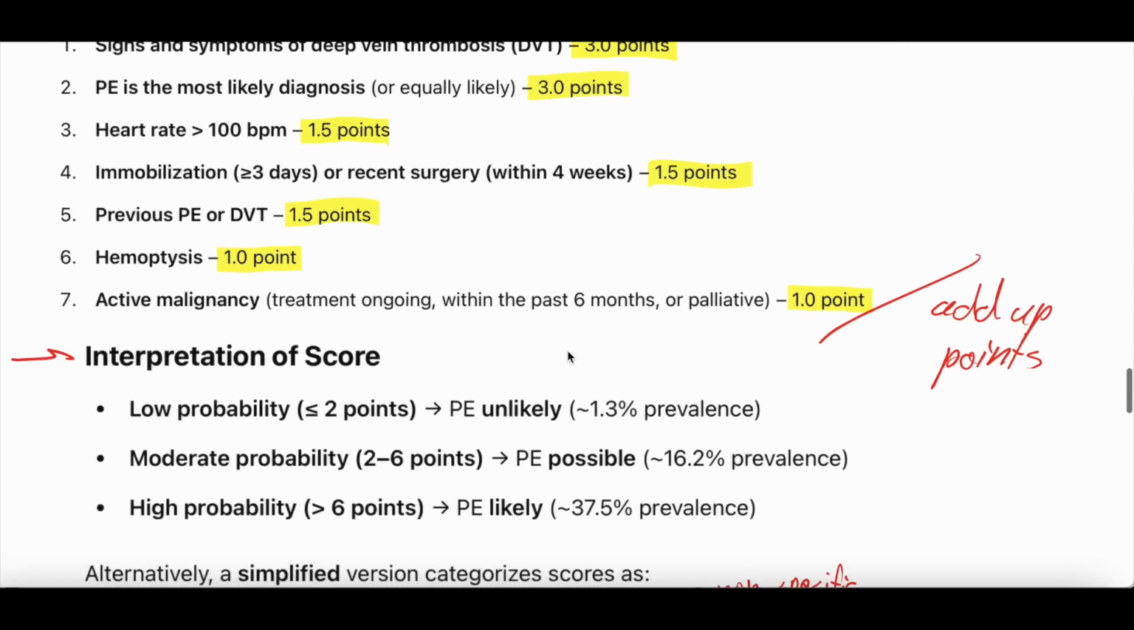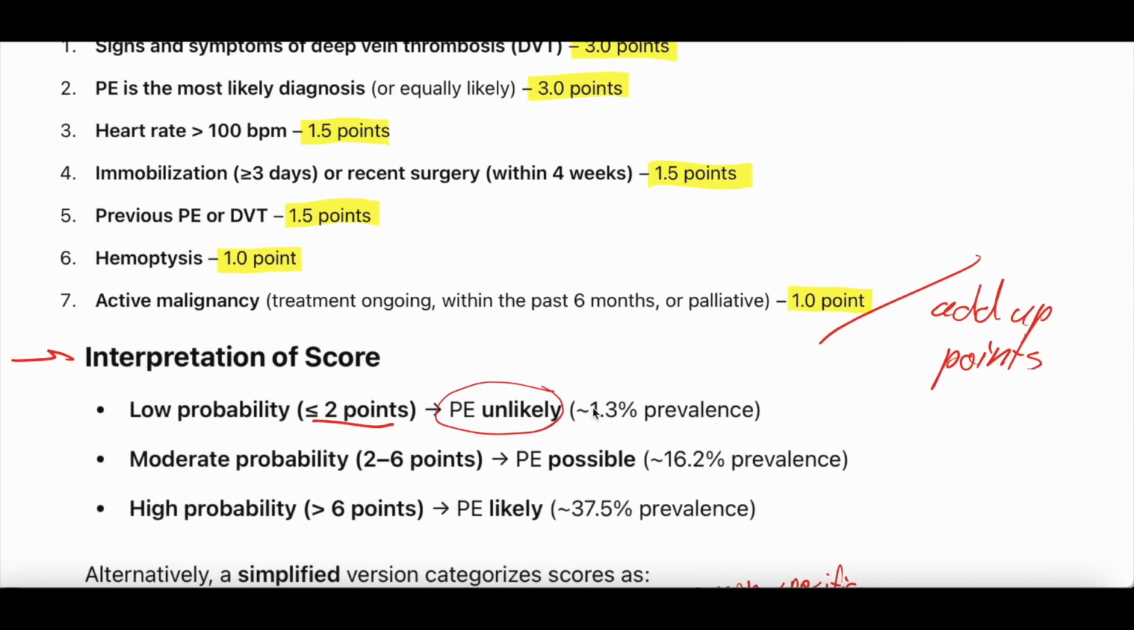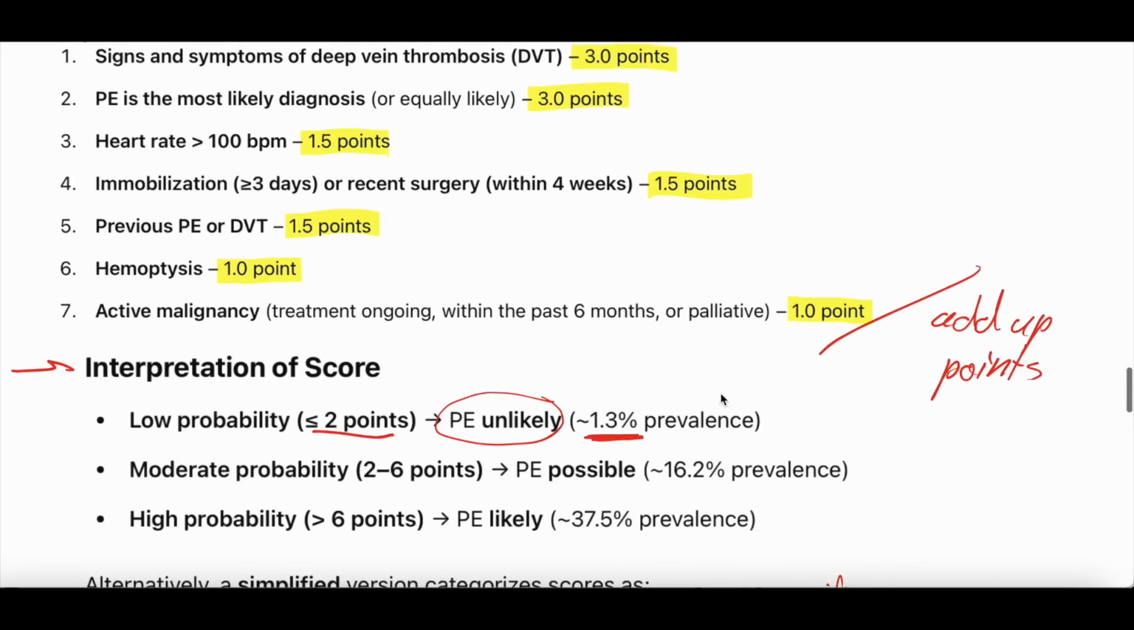If it's less than 2 points, PE is highly unlikely, right? Less than 1.3% of patients who have less than 2 points on the Wells score have a PE, so highly unlikely. If they have 2 to 6 points, this is moderate. PE is possible, about 6.2% prevalence. And if they have high probability, more than 6 points, PE is fairly likely, still only 37%, but a lot more likely.